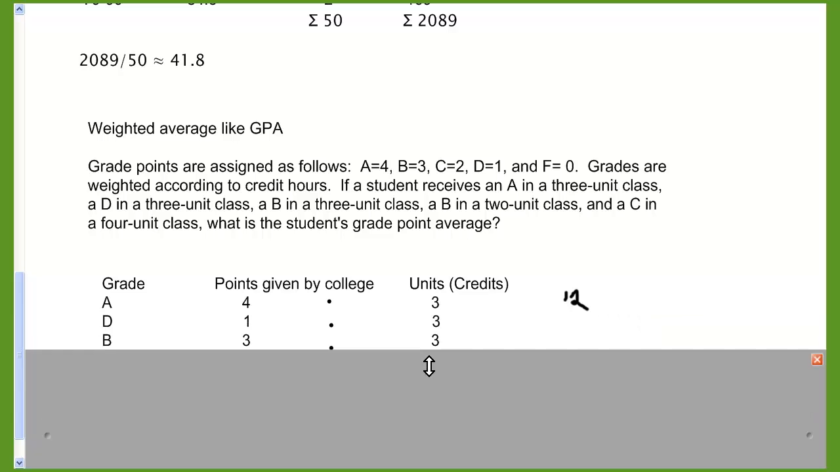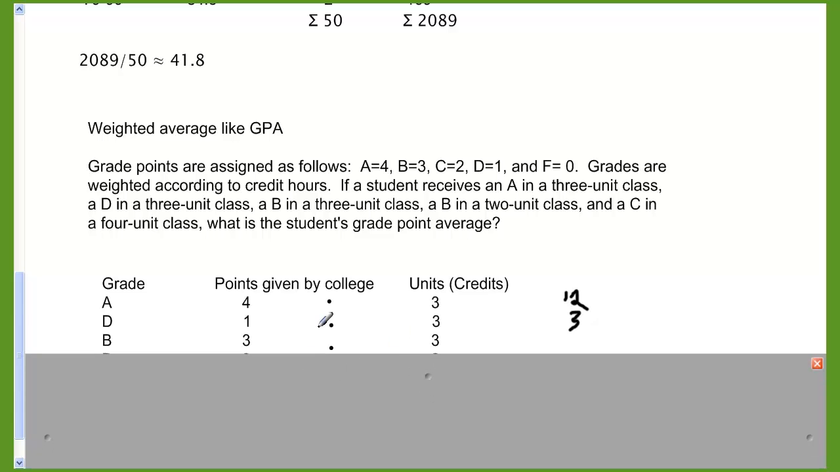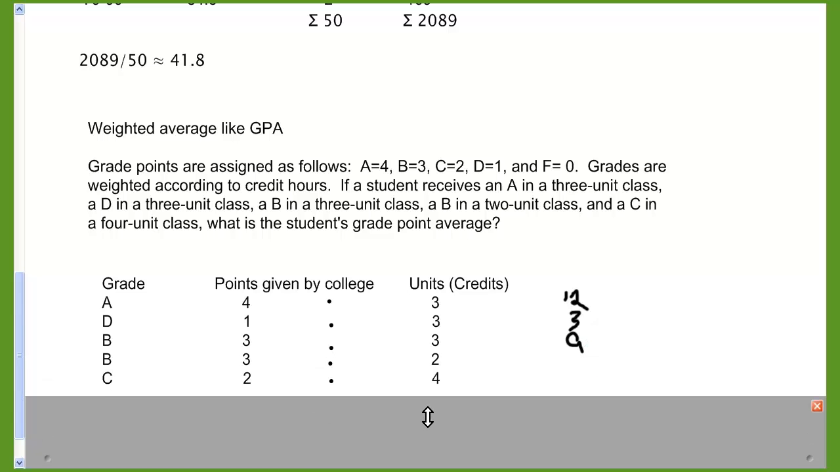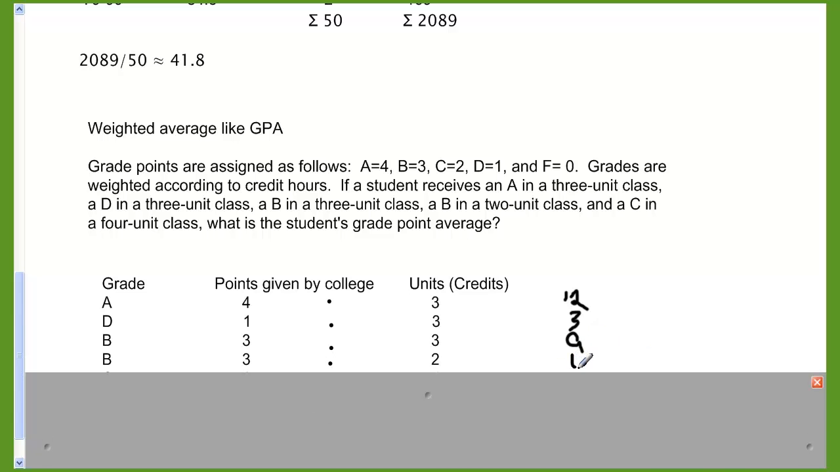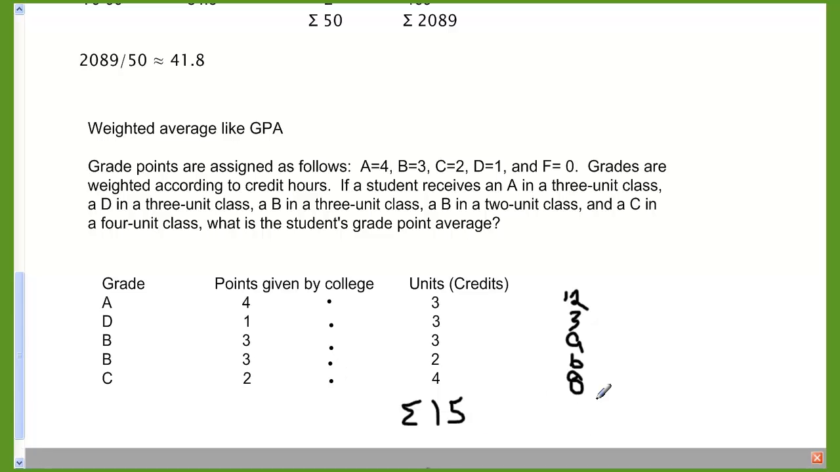And then the next one, you got a D, you only got 1 point from the college, times 3 credits would give you a 3. And then on down from here, you got a B, 3 times 3 would give you 9, and it was a 3 credit course. Your second B was only a 2 credit course, so that's 6. And then your last grade was a C, and 2 times 4, because it was a 4 unit course, is 8. And so what you'll want to do is add up these 2 columns, and then you take this number divided by the 15, and that would give you your GPA.